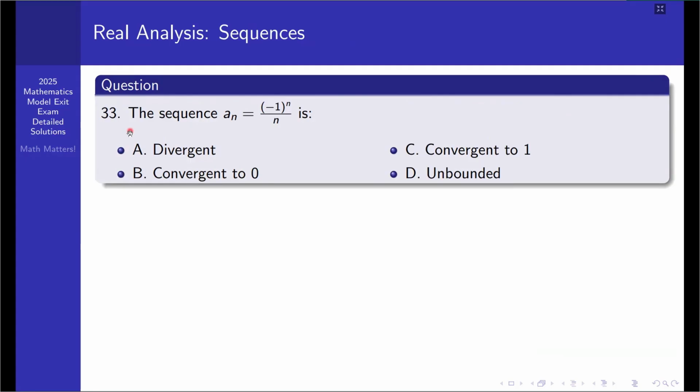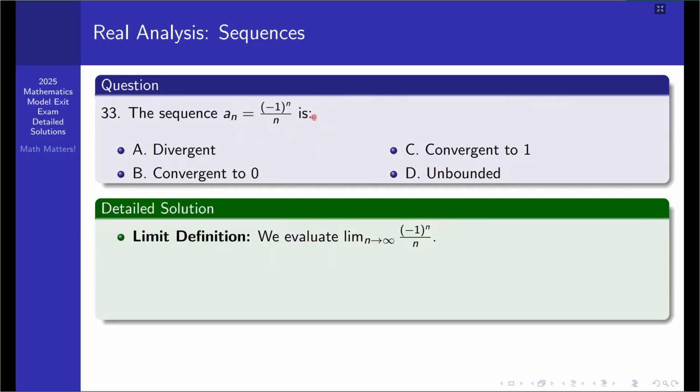Question number 33. The sequence (-1)^n over n is, will it be divergent, convergent, convergent to 1, or unbounded? We know that the given sequence is said to be convergent if the limit of the sequence exists at infinity. So anyway, let us see this one.